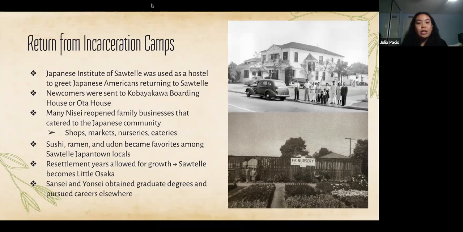And so as a result of this, many Nisei were able to reopen family businesses that catered to their community. So shops, markets, nurseries, eateries, restaurants, and sushi, ramen, and udon became favorites amongst Sawtelle, Japantown locals to eat at restaurants. And the resettlement years allowed for growth, which, as Cassie mentioned earlier, is why Sawtelle becomes Little Osaka. However, the Sansei and Yonsei, which are the third and fourth generation, obtained graduate degrees and pursued careers elsewhere, which eventually led to many Japanese Americans moving out of this area.